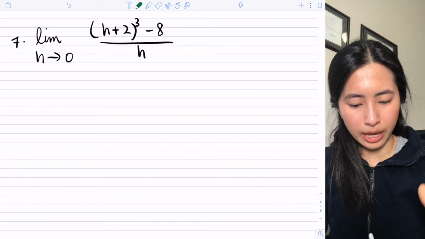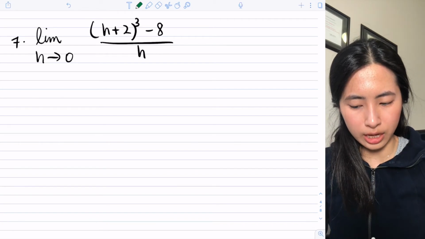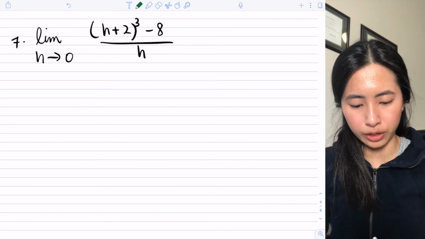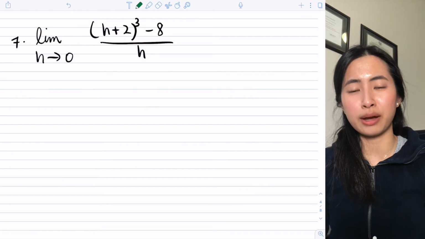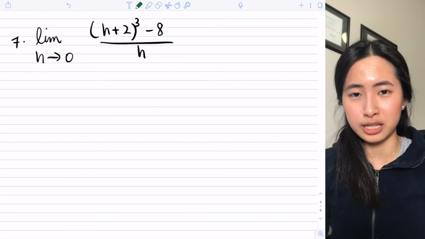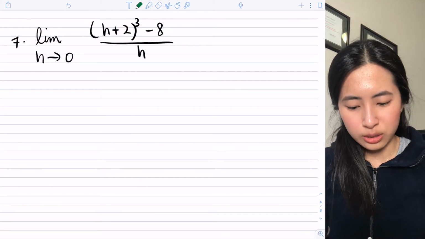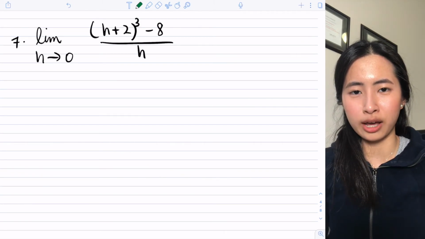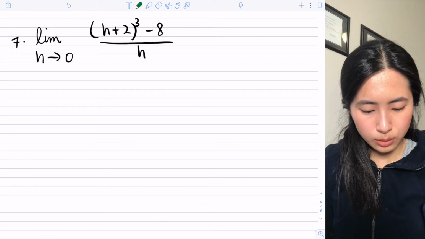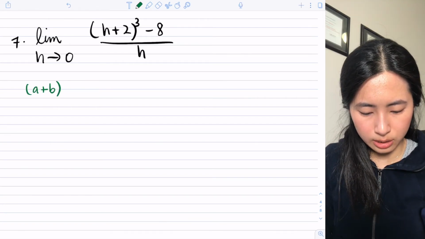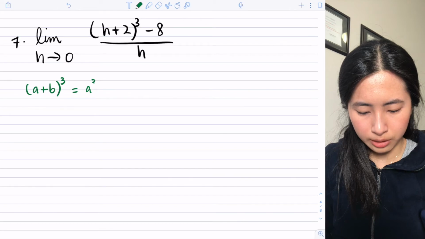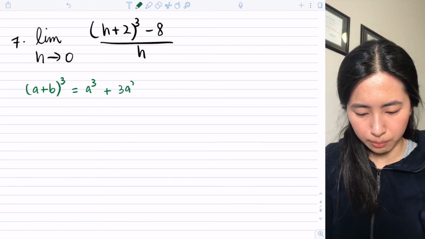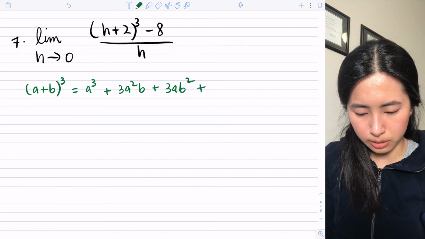Moving on to number 7, we have the limit as h approaches 0 of ((h + 2)^3 - 8) / h. If you haven't seen my previous video, which is all about binomial expansion, this is just a review, so I'm not going to go over the entire Pascal's triangle and how we derived the formula. In this case, we would have (a + b)^3, which is a^3 + 3a^2 b + 3ab^2 + b^3.